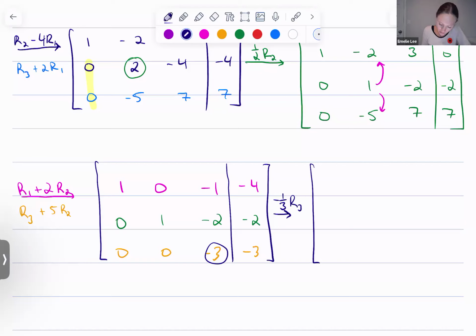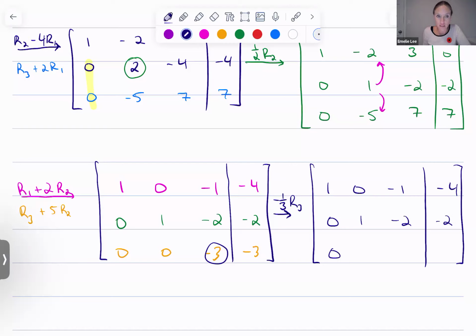Row 1 stays the same. 1, 0, -1, -4. Row 2 stays the same. 0, 1, -2, -2. And row 3, 0 divided by -3 is 0. Same thing again. And then this one, I need it to turn into 1. So let's just make sure -3 times -1/3 does equal 1, which means that this equals 1 as well. Good.